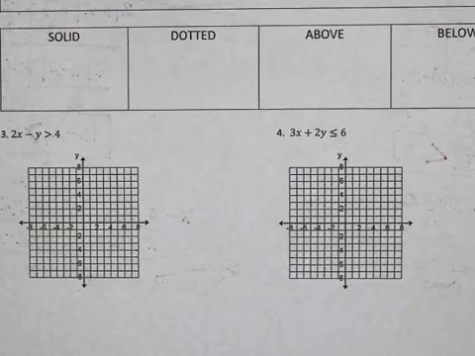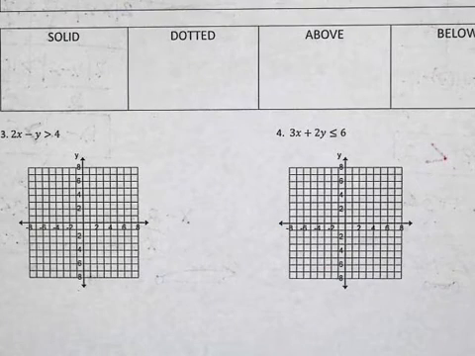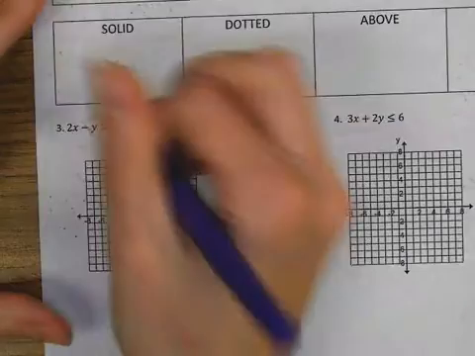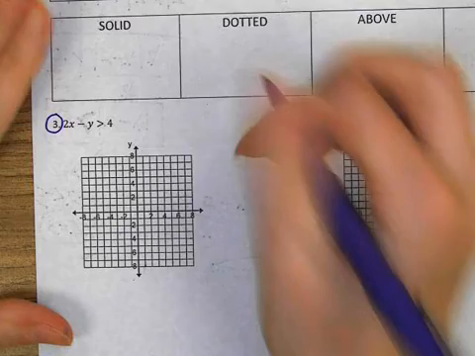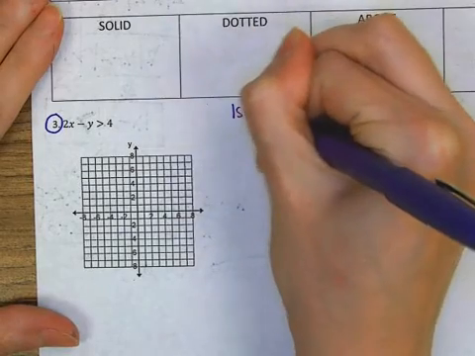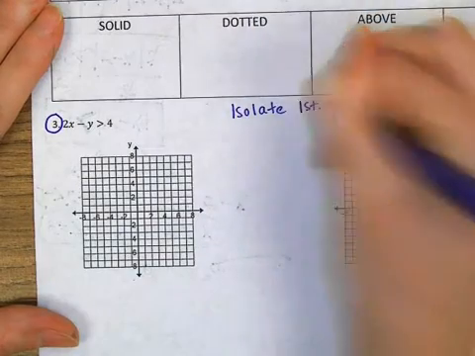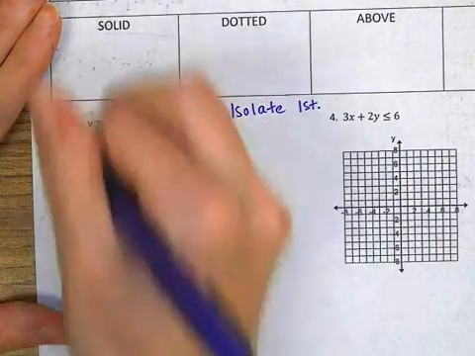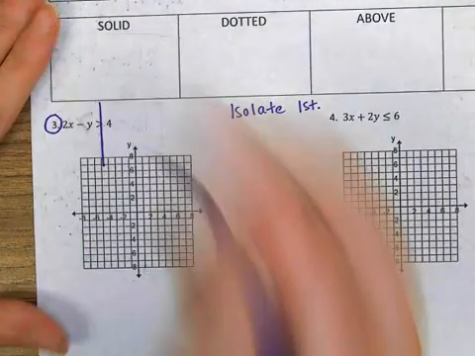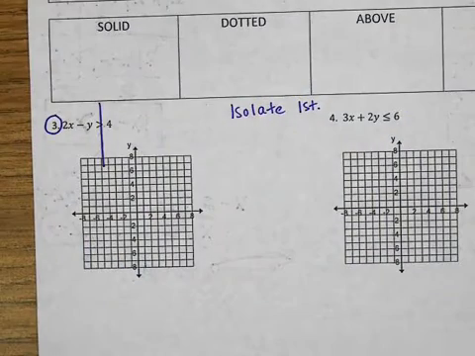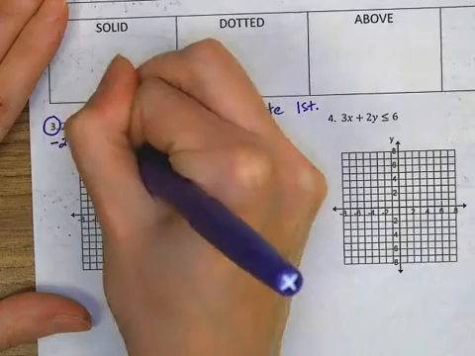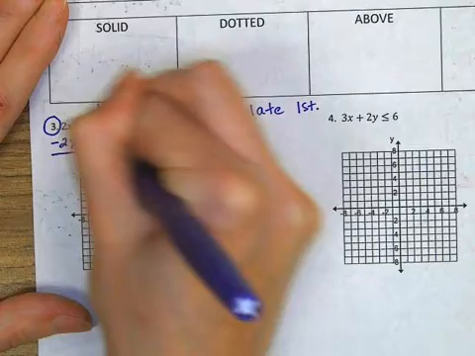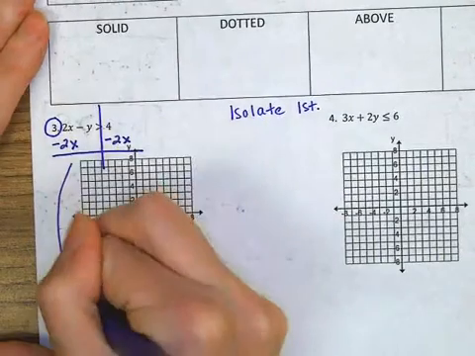Okay, so we don't need to fill in these boxes again. I feel like we've done that a billion times now. So number 3, if you are trying to graph a linear inequality, remember we need to isolate first. So if you're trying to get y alone, we need to move the 2x to the other side. So I'm going to minus 2x minus 2x. And then I'm going to continue down here.